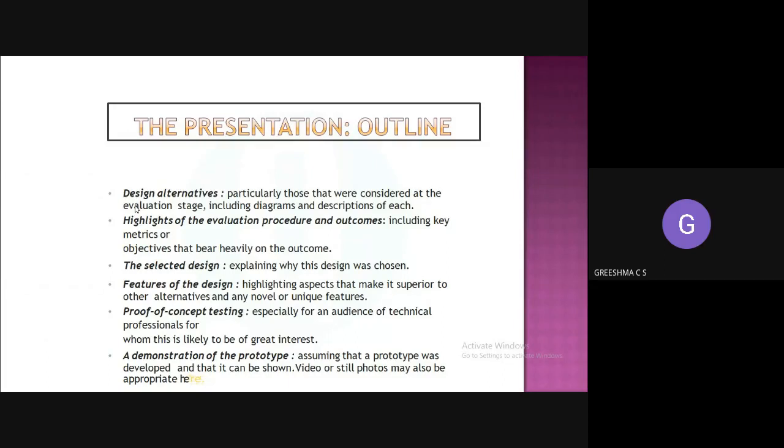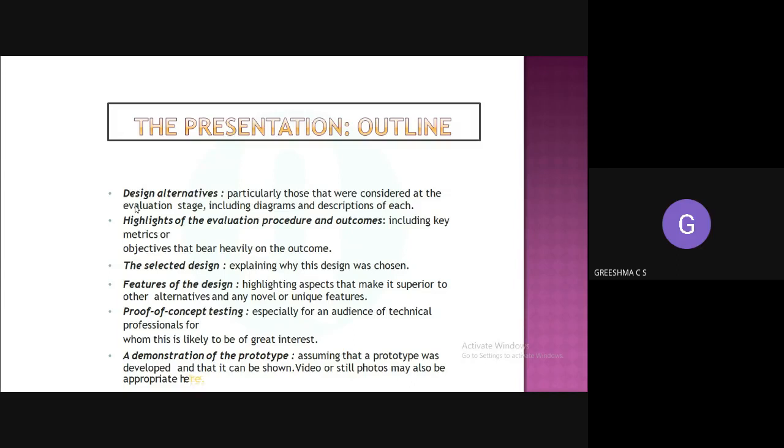Next one is proof of concept testing, which is especially for the audience of technical professionals, to whom it is likely to be of great interest. This audience will have technical and non-technical people. Technical people will have a lot of ideas and a lot of doubts about it, and a greater interest in it. For non-technical people, maybe it is a business, and for others it is just information.